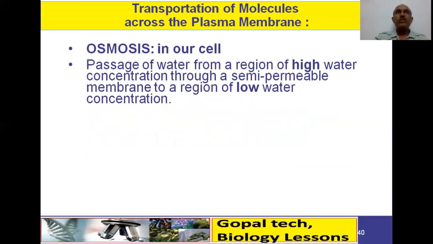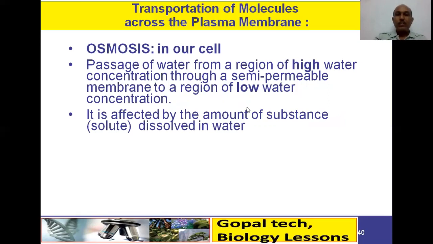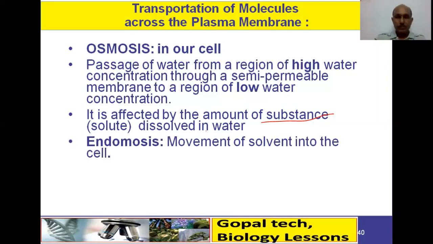Come to the second, osmosis in our cell. What is osmosis? Diffusion is the passage of solute, but here it is the passage of water, the solvent, from a region of high water concentration through a semi-permeable membrane. In diffusion, there may not be a membrane. It goes to a region of low concentration. So it is affected by the amount of substance or solute dissolved, कि उसके अंदर कितना solute dissolved हुआ है. That is very, very important. The amount of substance or solute dissolved in water will decide which direction the movement will take place.